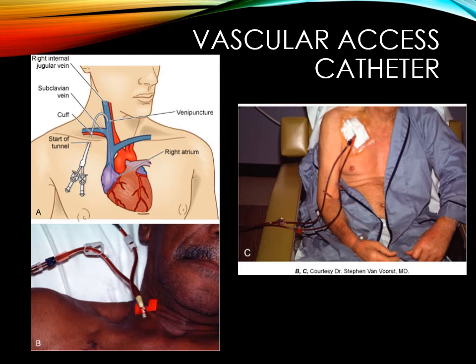A is the right internal jugular placement for a tunneled cuffed semi-permanent catheter. B is a temporary hemodialysis catheter in place, and C is a long-term cuffed hemodialysis catheter.